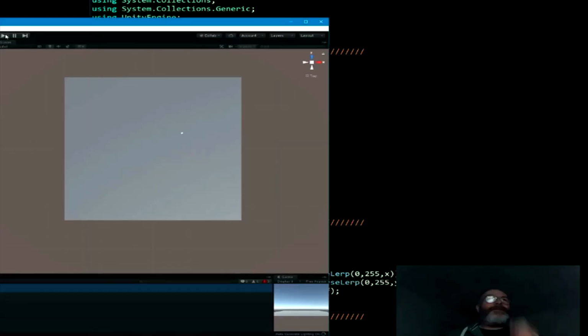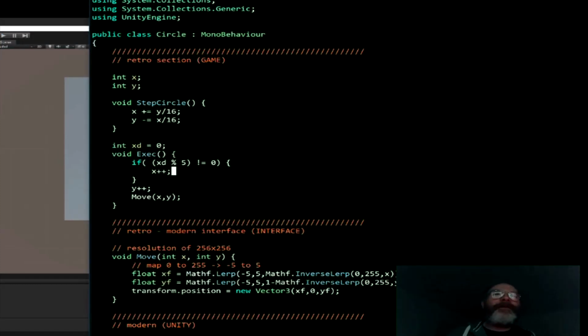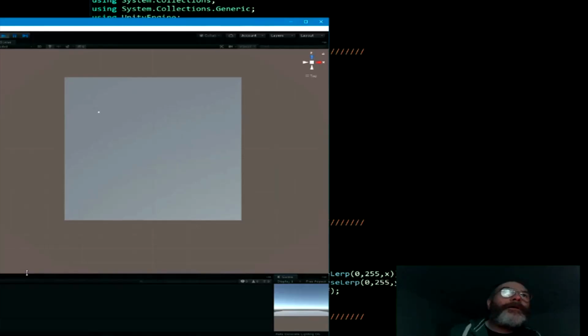Oh, compiler errors. That's not like invalid expression. I have a stray parentheses. Oh, that was a spectacular fail. Oh, it's because I'm not implementing XD. Right, let's try that again.